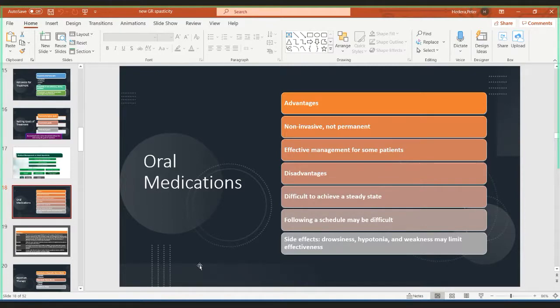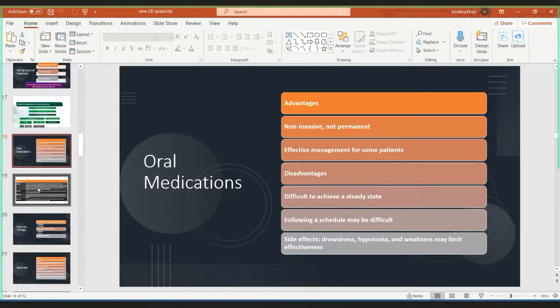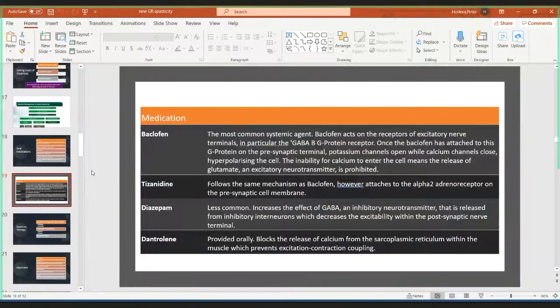But again, for the oral medications, as you see, the advantage would be that this is reversible. There is nothing permanent, and you just stop the medication. The patient should return to their previous state in terms of their spasticity. Looking at the typical medications, baclofen is probably still king of the hill. It works on GABA B receptors. I'm talking about oral baclofen here.